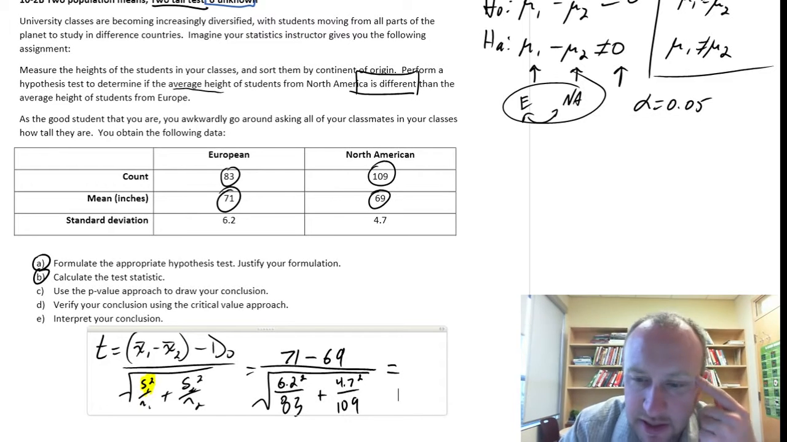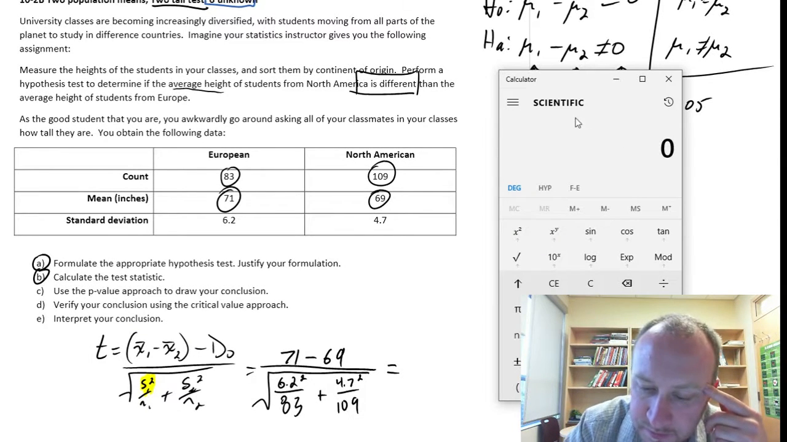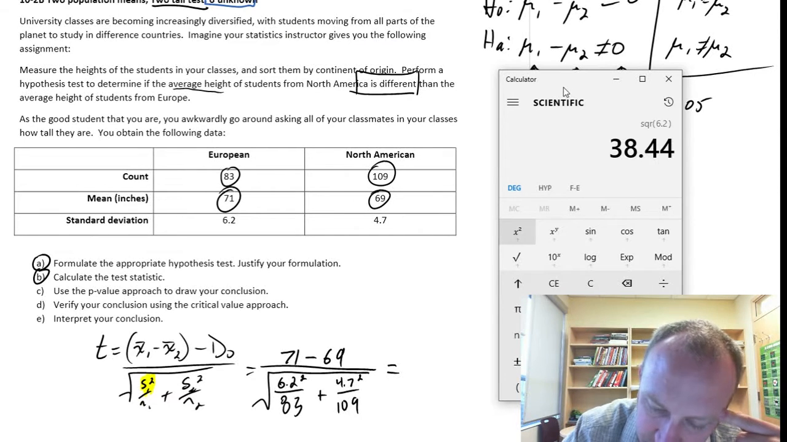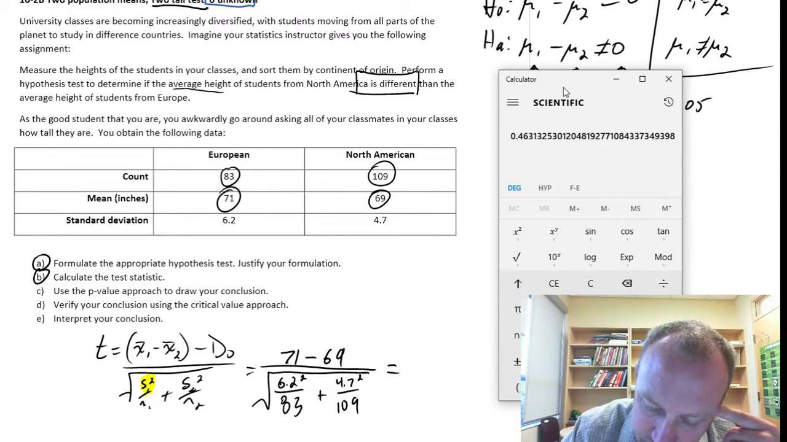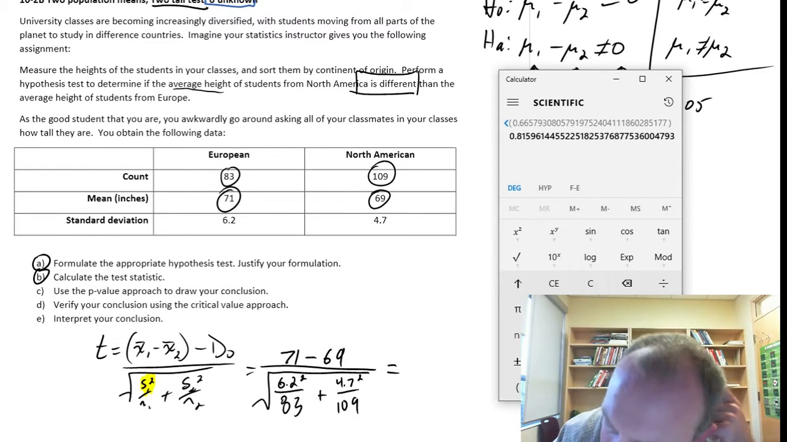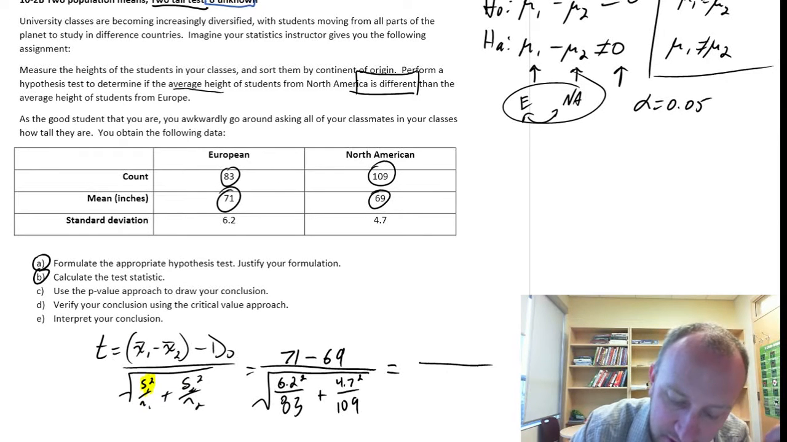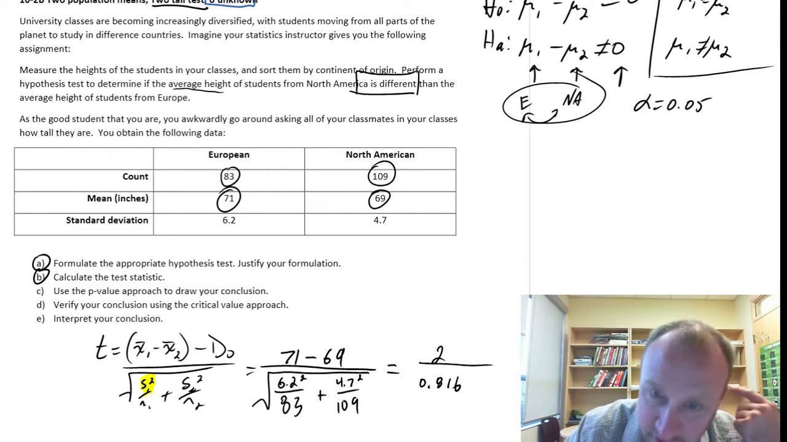And so what do we get here? Where's my calculator? I'm going to do the denominator first, just because I find that's easier to do. 83 plus 4.7 squared divided by 109, and square root that. So I get 0.816, let's round it, in the denominator. And the numerator, well, that's just 71 minus 69, which is 2.